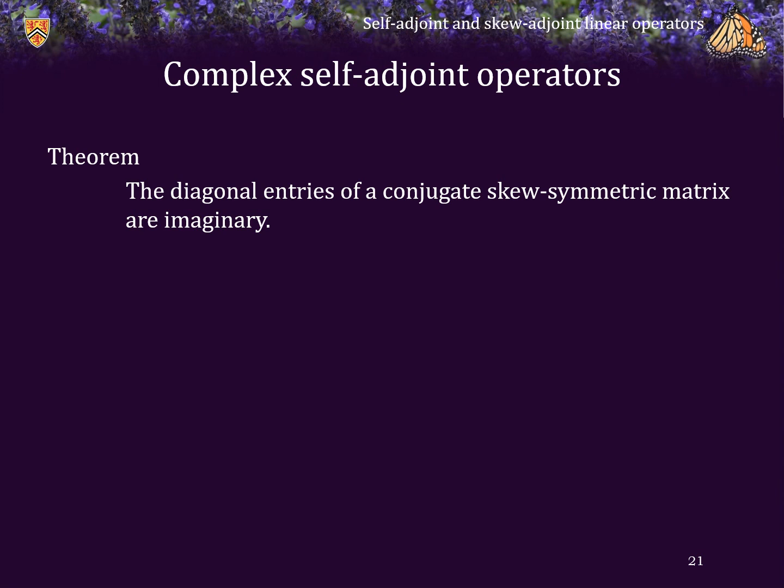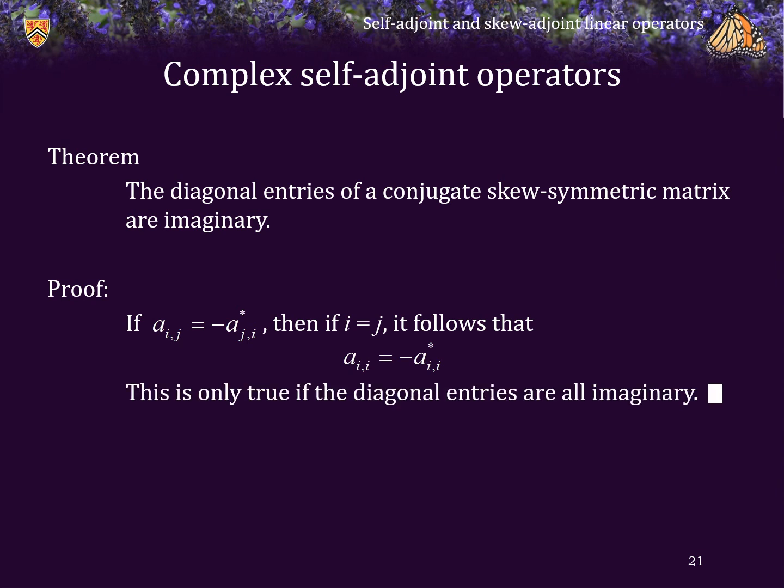Theorem: the diagonal entries of a conjugate skew-symmetric matrix are imaginary. Proof. Well, if the ijth entry of the matrix is equal to the negation of the conjugate of the jith entry, then if i equals j, it follows that the entry on the diagonal must be equal to its negation conjugated. Well, the only time that a complex number equals the negation of its conjugate is when it is imaginary, and therefore all entries on the diagonal must be imaginary.